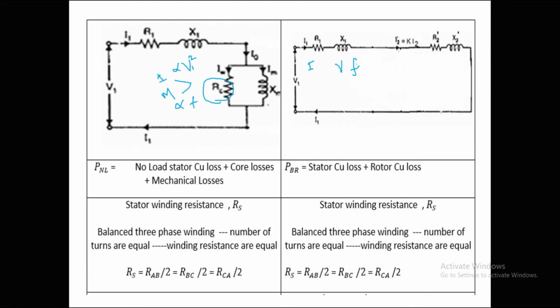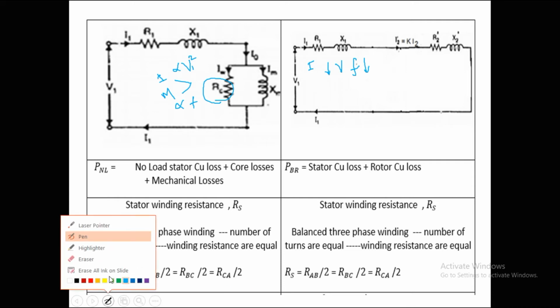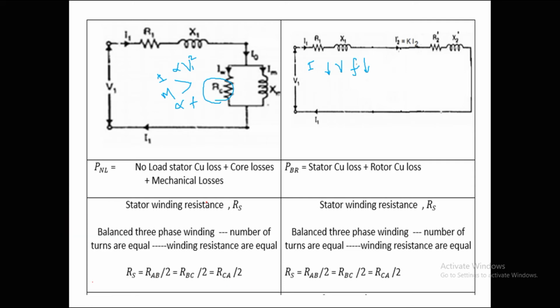And here in the blocked rotor test we are reducing the voltage as well as the frequency. Due to the reduction in supply voltage and frequency, we can expect very negligible iron and mechanical losses in the case of the blocked rotor test. Because of that, we are removing the shunt branch parameter from the equivalent circuit while performing the blocked rotor test. So now we will write the power balance equation for the no load test.